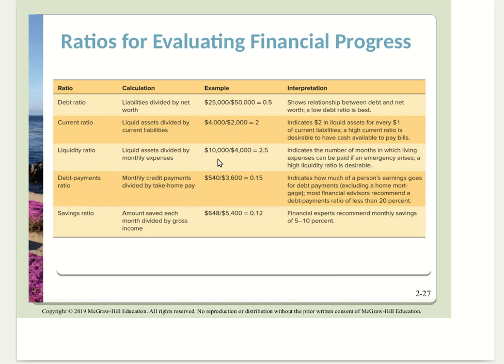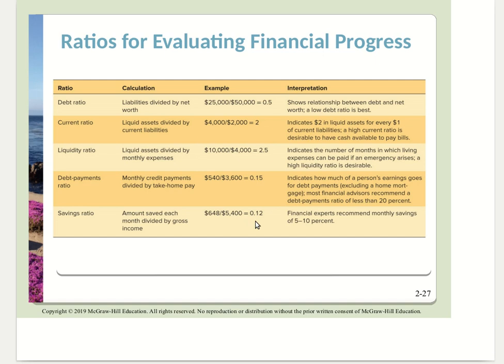Your liquidity ratio: your liquid assets, in other words your current assets like your cash, checking account, and savings account, divided by your monthly expenses. Then debt payments to your income. In other words, how much am I paying in debts, less the mortgage, as far as my credit cards and things like that, to my income? You want that low.